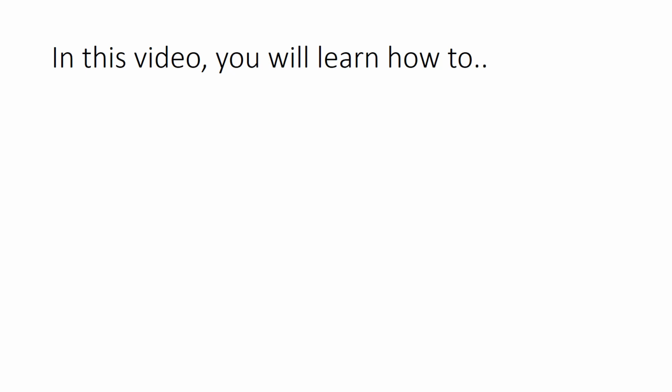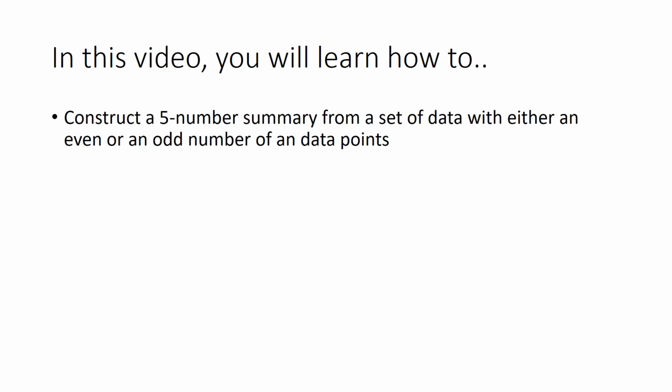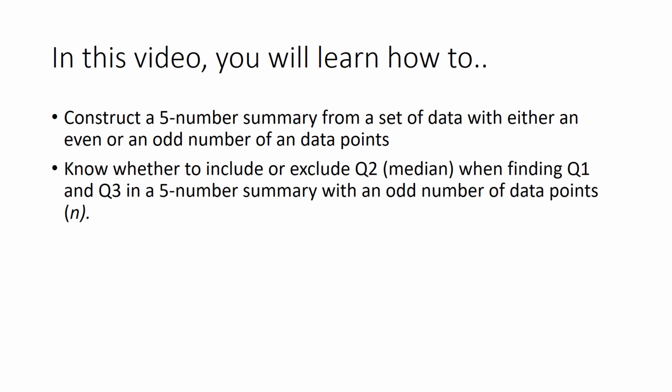In this video, you will learn how to construct a 5 number summary from a set of data with either an even or an odd number of data points. You will also learn whether to include or exclude Q2, the median, when finding Q1 and Q3 in a 5 number summary with an odd number of data points.